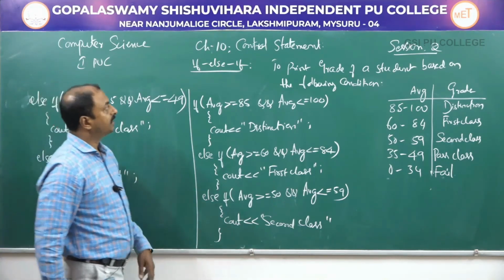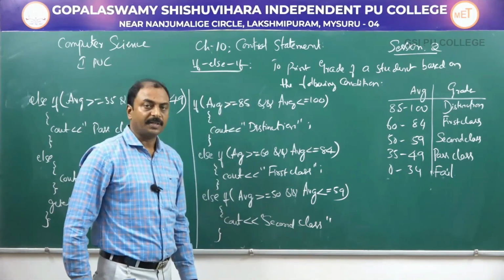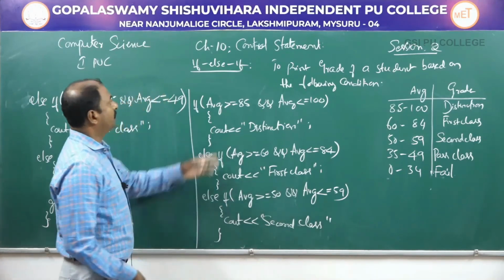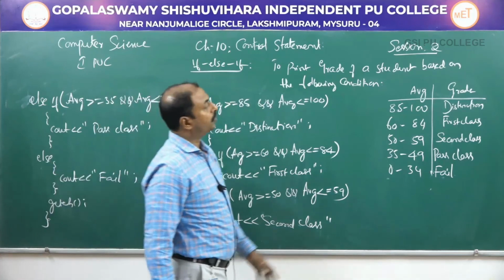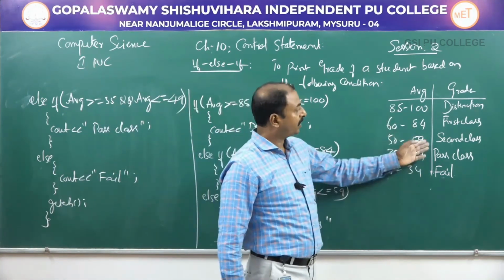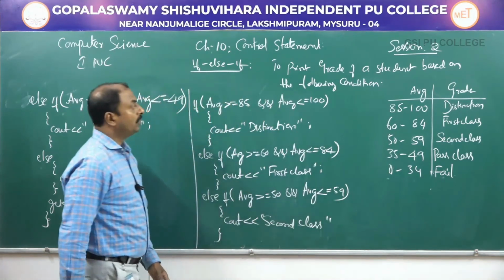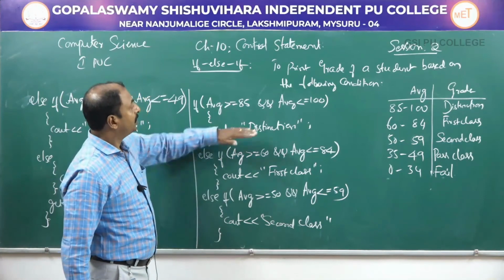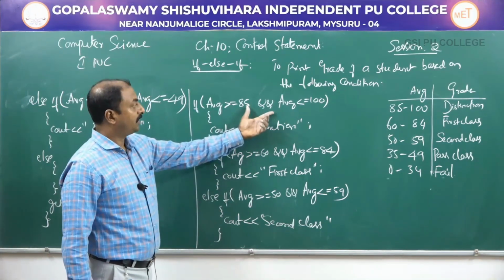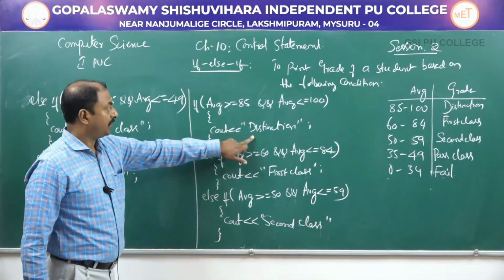So this is an example program for the if else if statement, and we use this when there are more conditions to be checked, more than 2. Here there are 5 conditions, so we have to make use of the if else if statement. The program starts with the header as usual, and the logic here is this. The first condition is given. Accordingly, if the condition is true, it is going to print distinction.